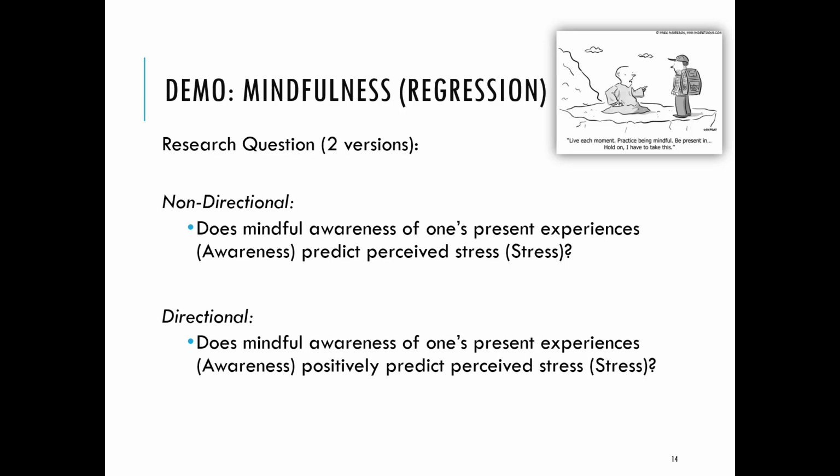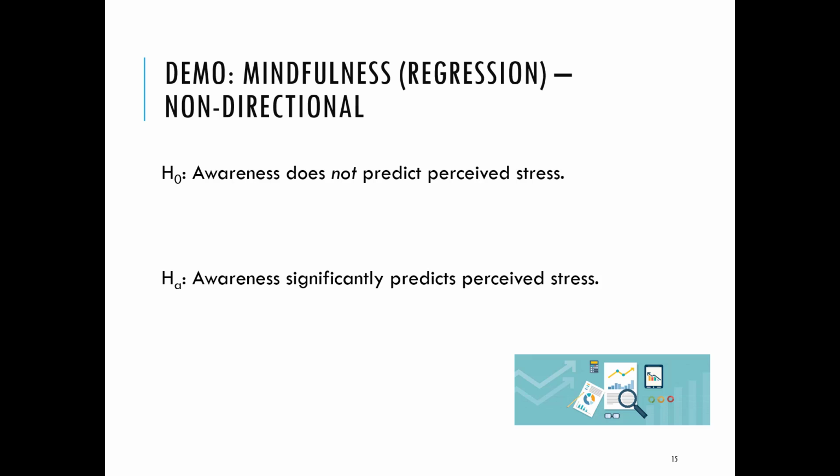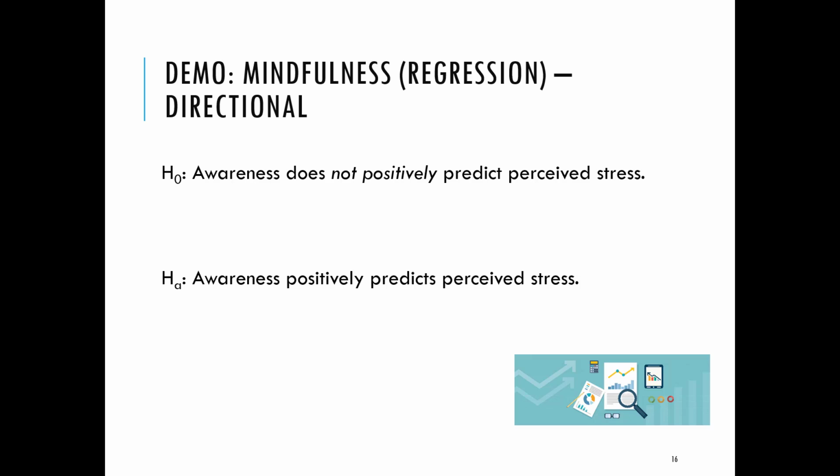Now let's translate these into hypotheses. So here's a non-directional version. So the null hypothesis might say awareness does not predict perceived stress, whereas the alternate hypothesis would say awareness significantly predicts perceived stress. And if you translate that to notation, beta is your population regression coefficient. And so the alternate hypothesis would say that beta is not equal to 0, that there's a significant relationship, but it could be in either direction, positive or negative. Whereas the null hypothesis would say that the population regression coefficient, or beta, is basically equal to 0, and so there is no relationship.